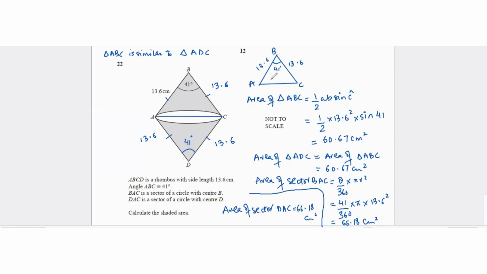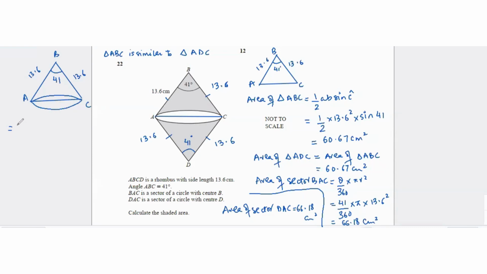Okay. So if we look at this rhombus and we divide it into two parts, we can see that in the triangle ABC, we have this part of the sector from the sector DAC. And in the triangle ADC, we have the part of sector BAC. If we remake the sector BAC, this is what we have: BAC, 13.6, 13.6 and 41. We know the area of the sector, we know the area of the triangle. If we subtract the two, what we get is this region.